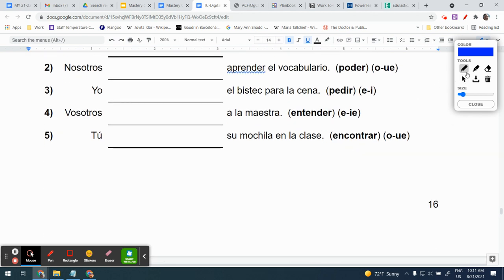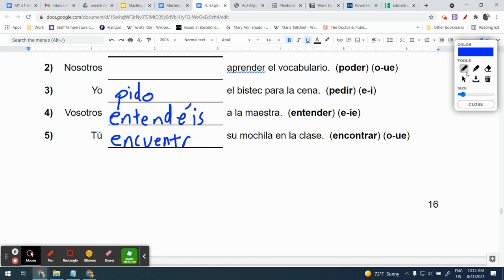Last three. Pedir with yo. Yo is inside the boot, so I would stem change, so I'd have pid. And the ending for yo, of course, is o. Vosotros, no stem change, so I'm just going to have entend. It's an ER verb, so my ending is éis, entendéis. Tú, inside the boot, yes, it stem changes. Change the O to UE. Encuentro.